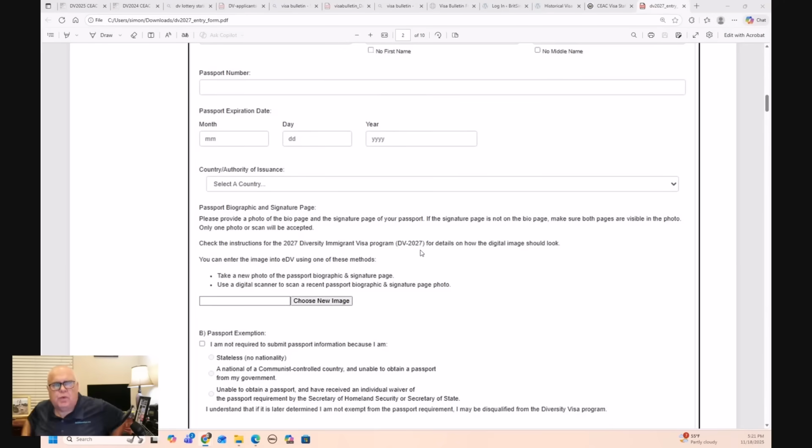So we're going to have to wait for that information to see whether that really is part of the DV lottery process. But it seems that they are trying to implement the passport rule, even if it's not 100% certain at this point that they do. Okay.